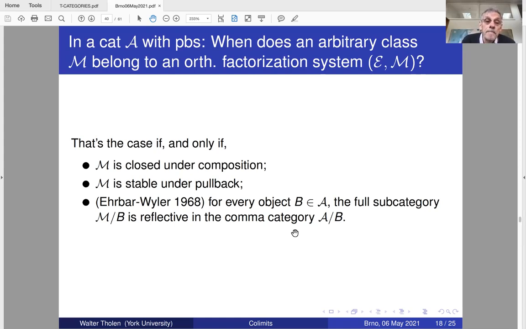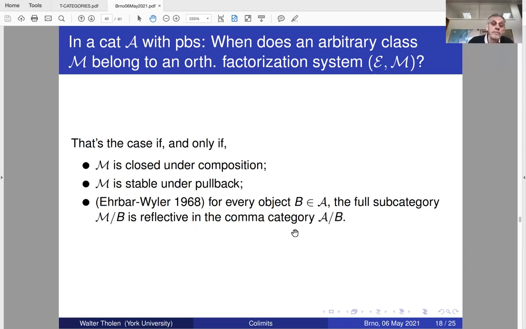So clearly, necessary conditions are that M must be closed under composition, that it be stable under pullback. When I say stable under pullback, I mean stable under every pullback, which means that M has to be also closed under precomposition with isomorphisms. That is hidden in this second bullet.